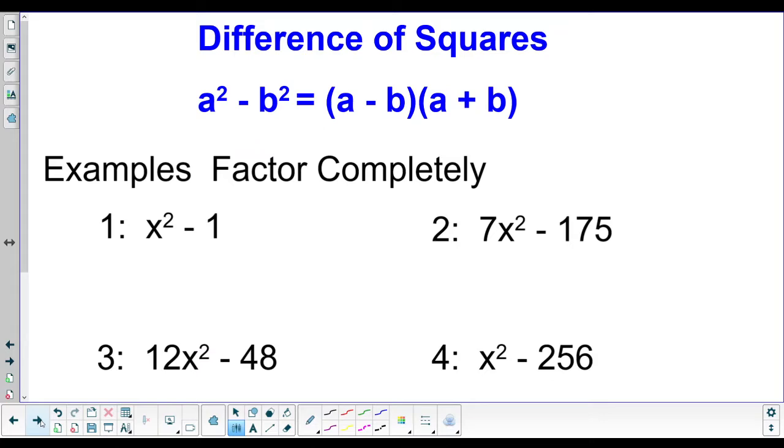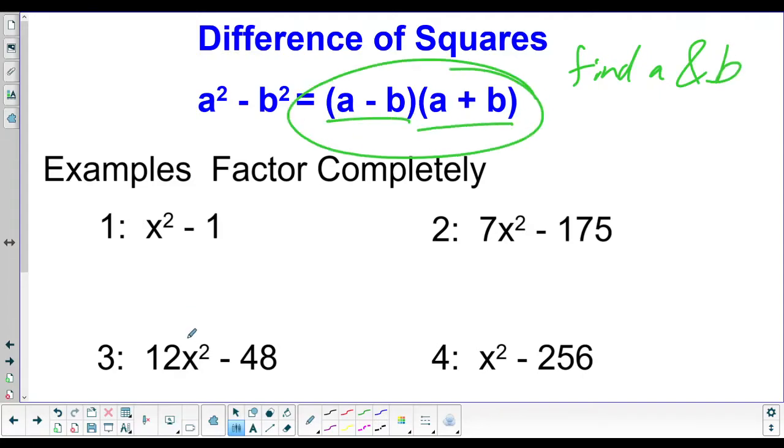All right, let's talk about difference of squares. So difference is the math word for subtracting. Of squares just means you're taking something squared and subtracting something else squared. Okay. Our job is going to be to find A and B, and then we're going to plug it into this formula.